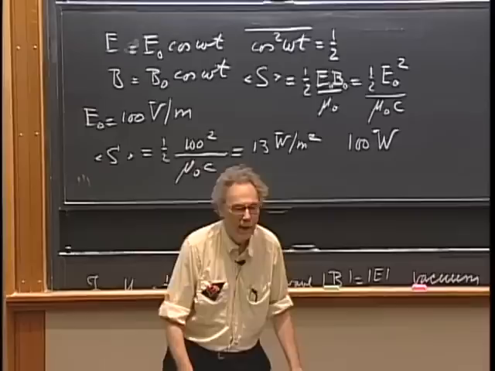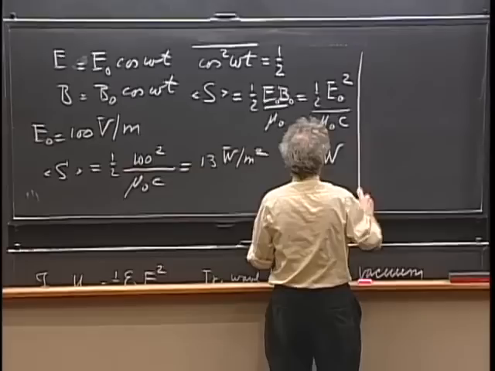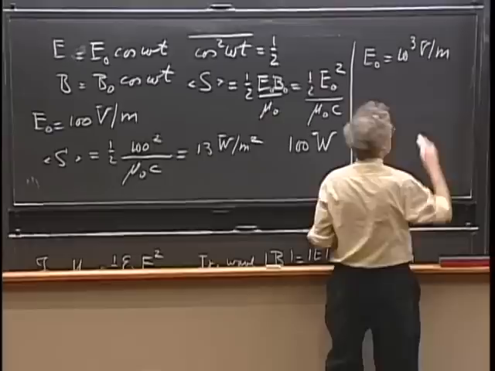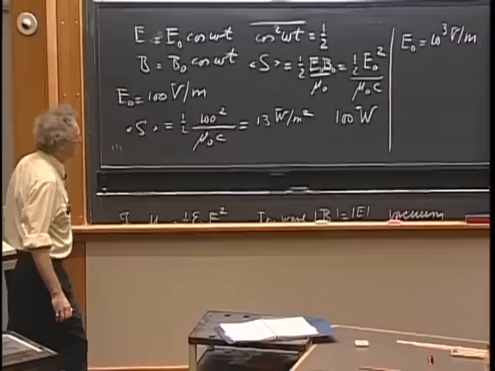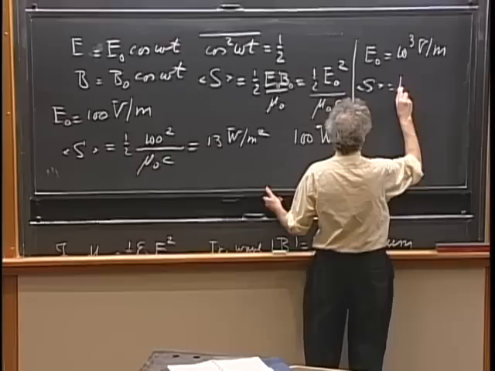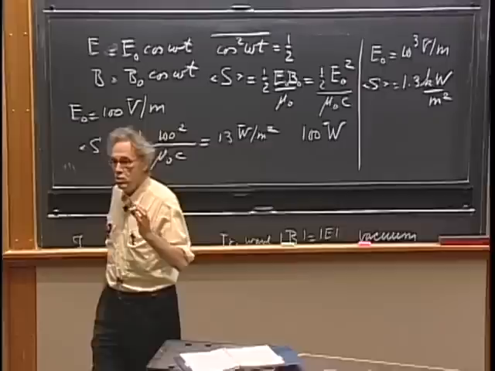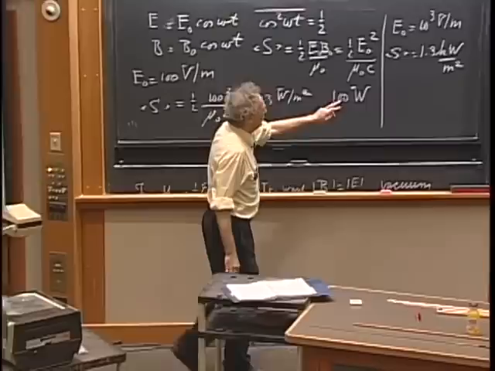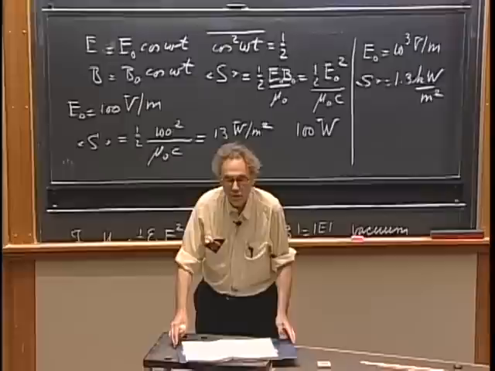But let's now take a situation that we have E0 equals 10 times higher, which is 1,000 volts per meter. Now the Poynting vector goes up by the square of E. So now you're going to get that the mean Poynting vector is 1.3 kilowatts per square meter. And that will fry you. If you walk naked in a field, infrared or optical, whereby the absorption is 1.3 kilowatts per square meter, that is very dangerous. You get skin cancer and worse.